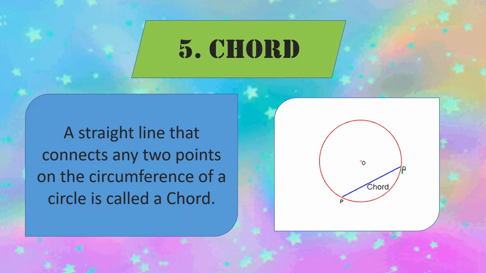If this line segment passes through the center, then it will be a diameter, and if it does not pass through the center of the circle, then it will be a chord. A chord can be from here till here. There are different types, but what is the condition? It should not pass through the center of the circle.